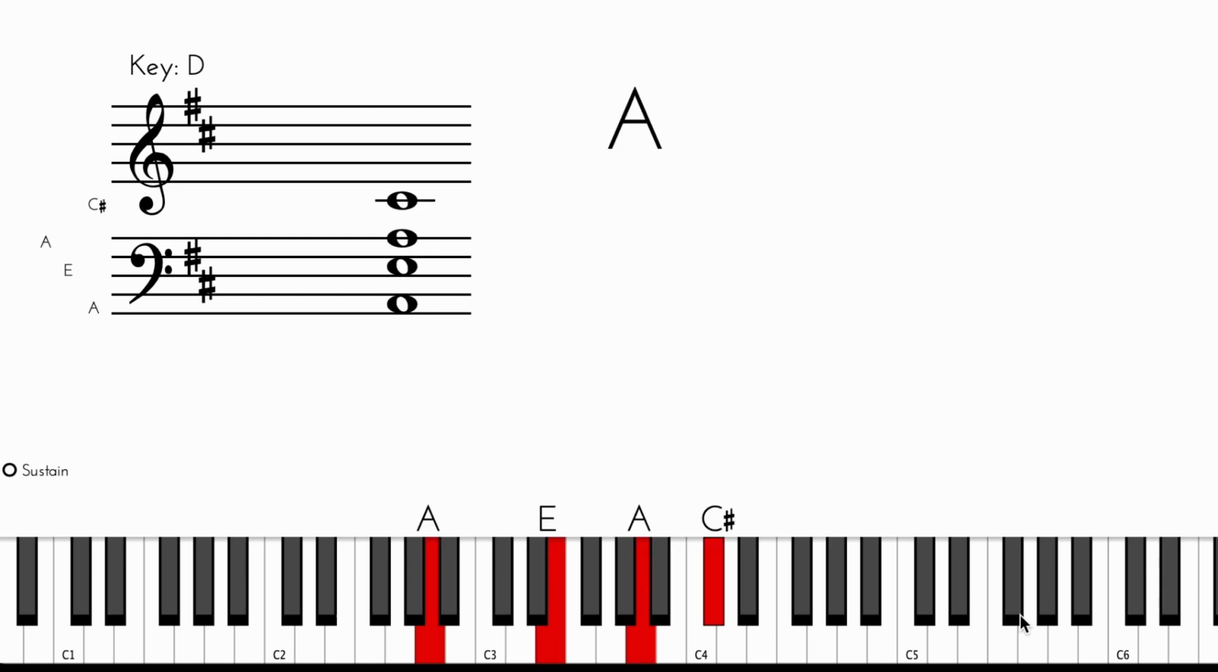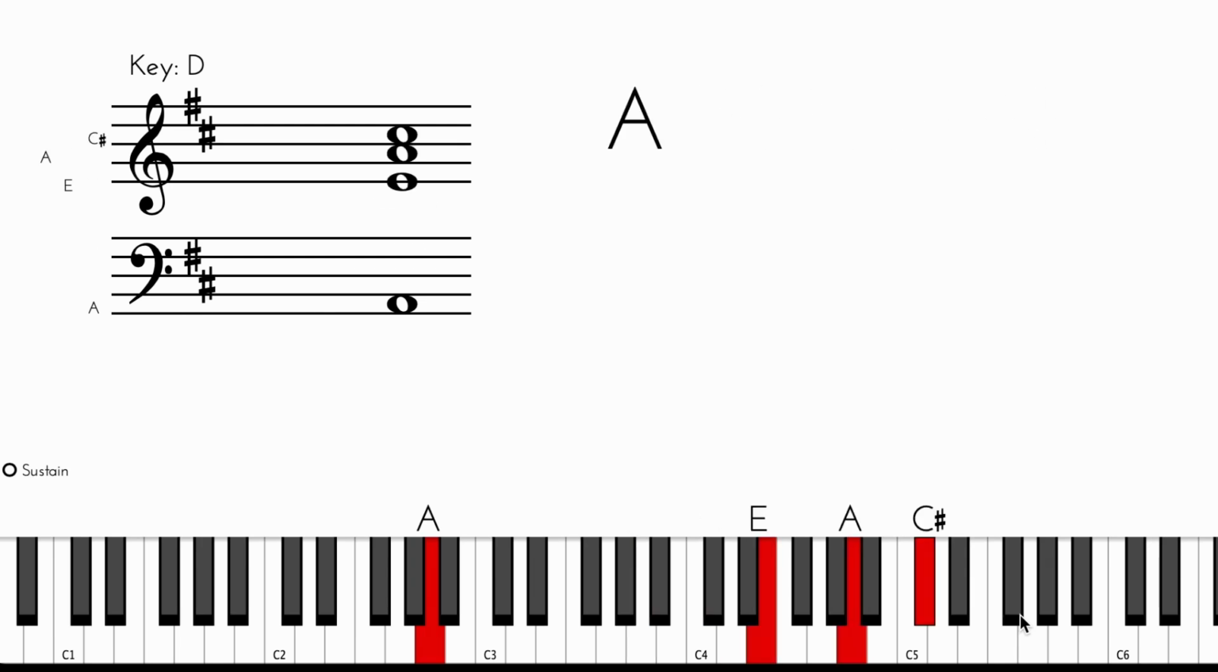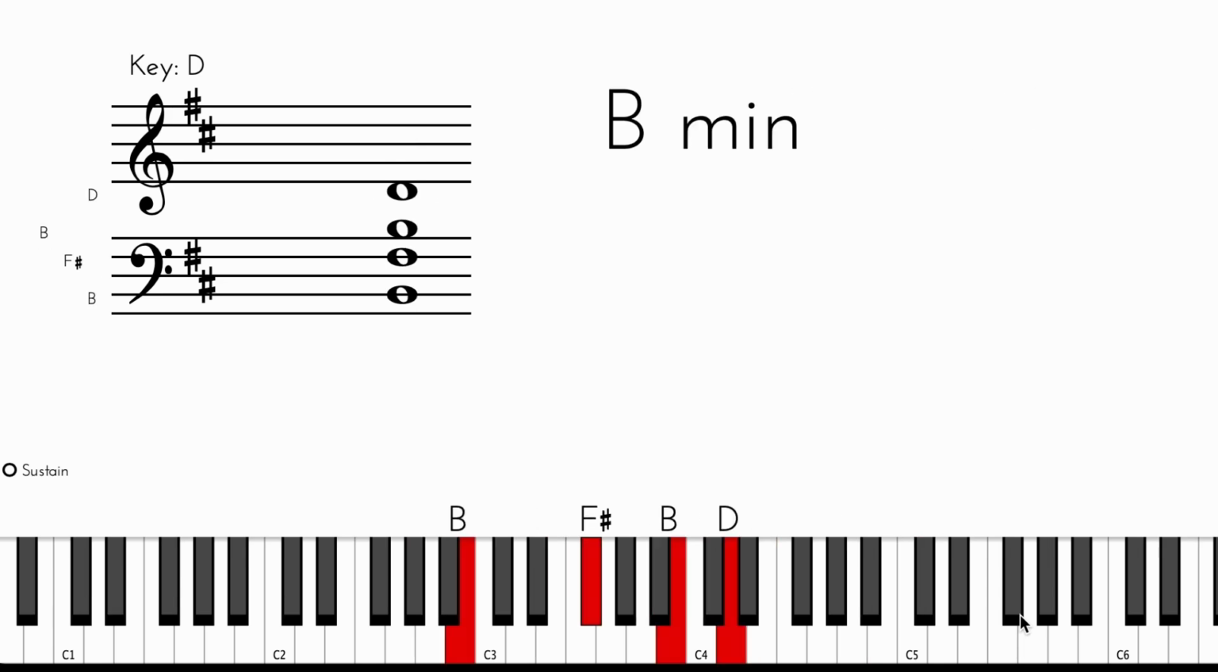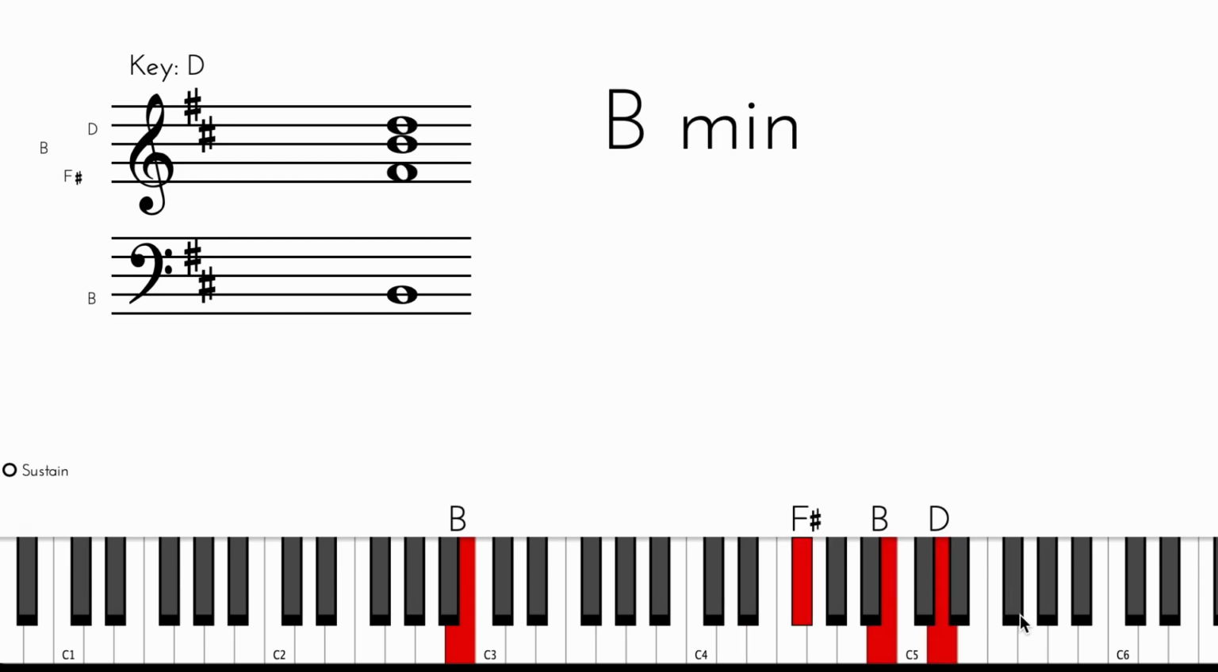So I'm using the second inversion of 5. Remember, this is your root chord of 5. First inversion, second inversion, but now I'm playing it here. And I'm also using the second inversion of 6. Remember, this is your root chord, first inversion, second inversion.